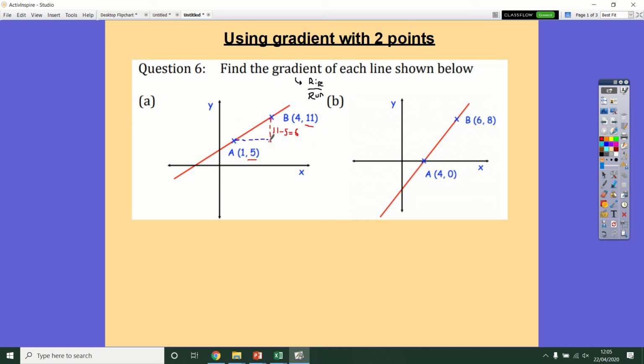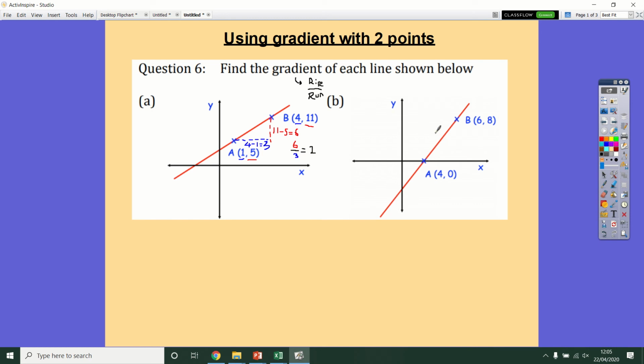Along the ground, for the run of the line, the point A has an x value of 1, that's down here somewhere, and when I move across here, the new x value is 4. So just like before, the run is the difference between the x values. So this value is going to be 4 minus 1, which is 3. Okay, so using those two values, I can then get the gradient. So the gradient is 6 divided by 3, which is 2.